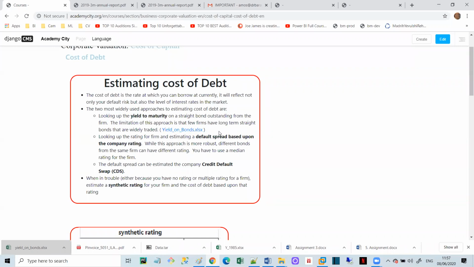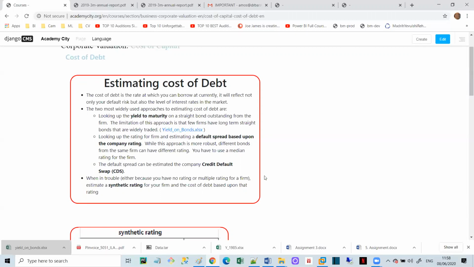If the company does not have traded bonds, then I go into a different method. The second method is just saying, how risky is this company, or how risky are these bonds? Sometimes you might be lucky and some rating agency like Moody's or S&P might put a rating on that company. Based on that rating, you say, you know what? This is riskier than risk-free, so I will add a spread to the risk-free.